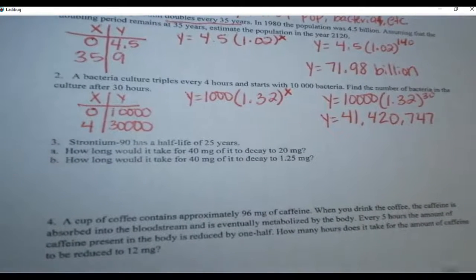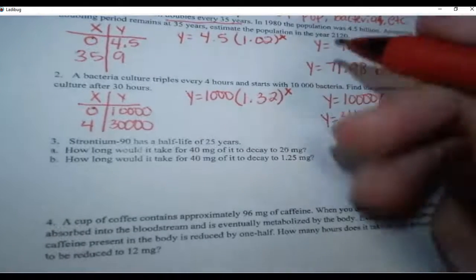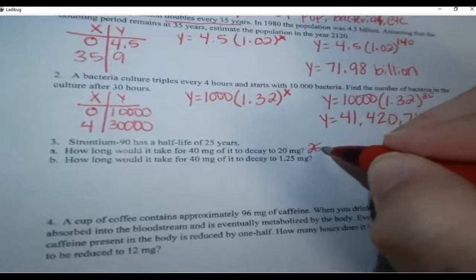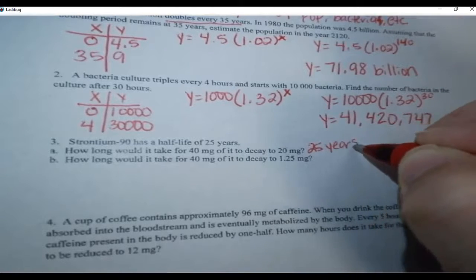Alright, so 3 is a little bit different. So 3 says strontium 90 has a half-life of 25 years. So part A, we want to know how long will it take to go from 40 milligrams to 20 milligrams. Well, is 20 half of 40? Yeah, so then that's its half-life, and it told me its half-life was 25 years.